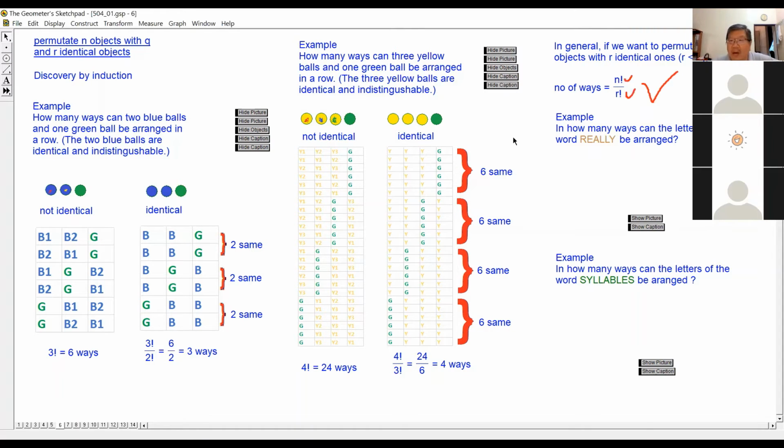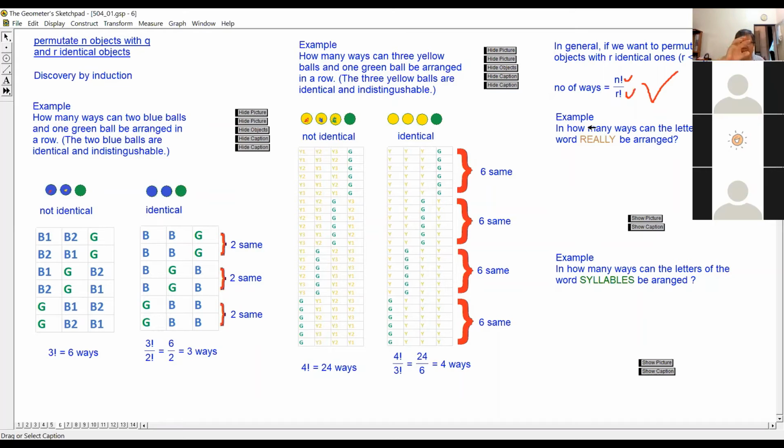Then we look at one real life example. How many ways can the letters of the word "really" be arranged? It is quite difficult for you to see how many letters and how many identical letters there are. So you write them straight down.